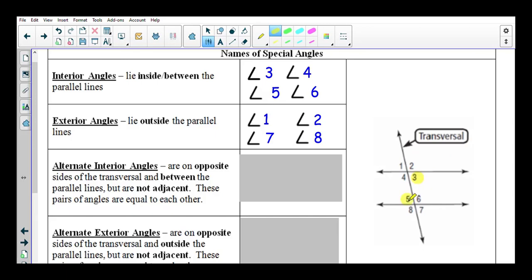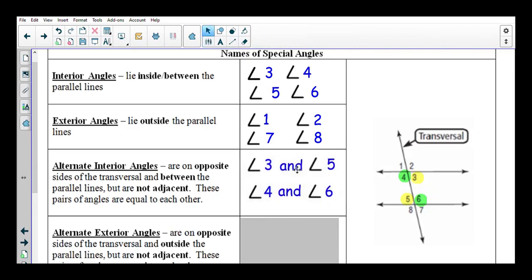3 and 5, they're on opposite sides of the transversal. They're between the parallel lines, but they're also not adjacent to each other. And you can kind of tell they look to be equal to each other. So angles 3 and 5, our other pair of alternate interior angles will be 4 and 6. They're on opposite sides of the transversal, between the parallel lines, but also not right next to each other. So we list them as pairs. So angle 3 and angle 5, and angle 4 and angle 6.